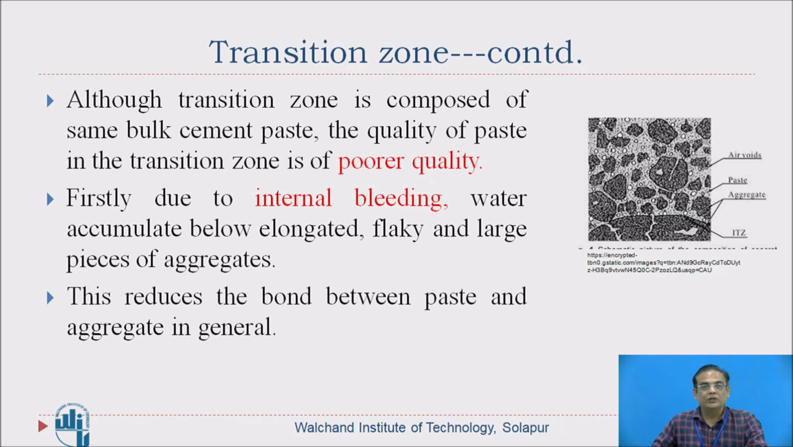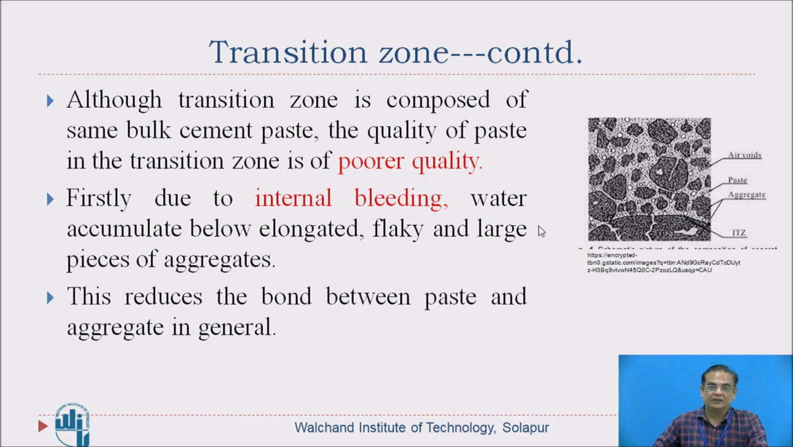Although transition zone is composed of same bulk cement paste, the quality of paste in the transition zone is of poorer quality. Due to internal bleeding, what happens? The water will accumulate below the elongated, flaky and large pieces of aggregates. This reduces the bond between paste and aggregate.